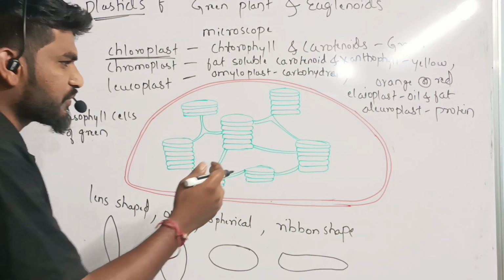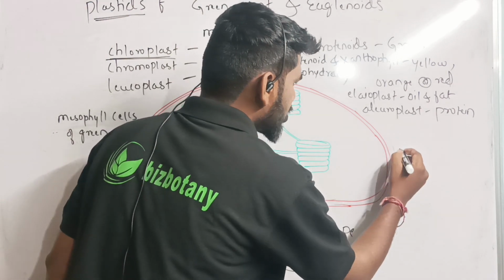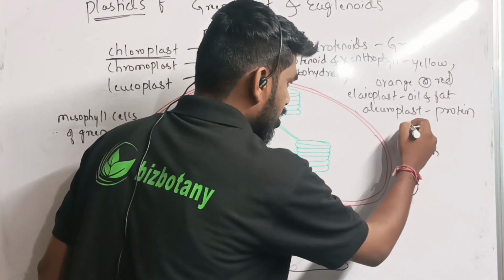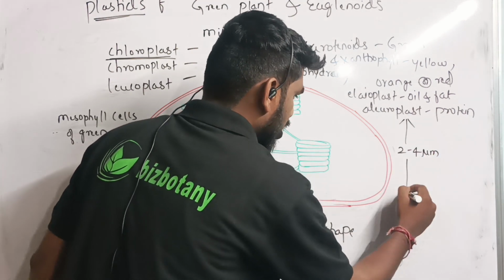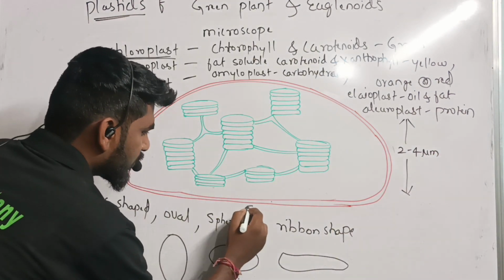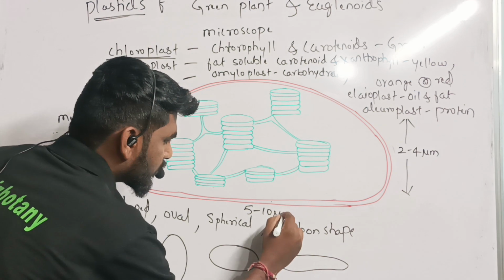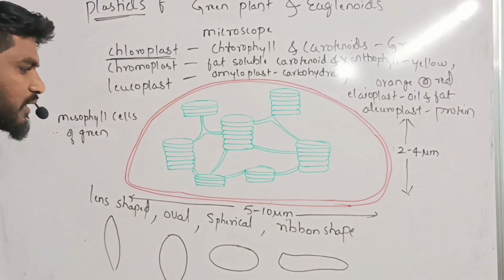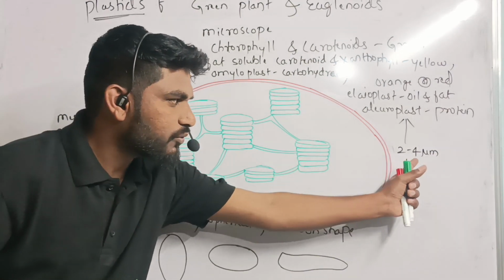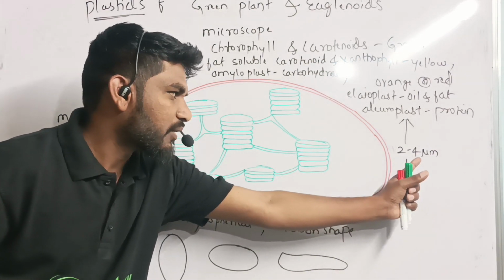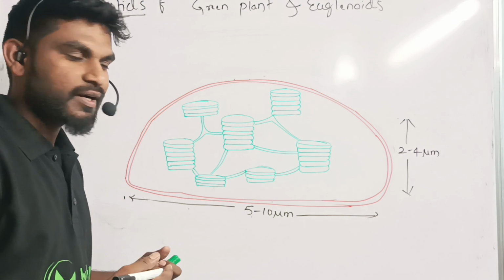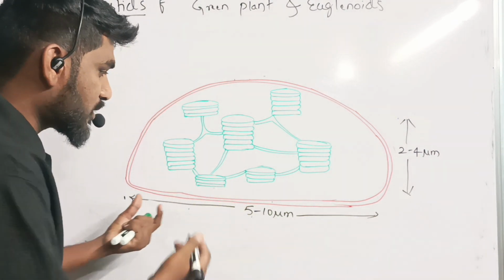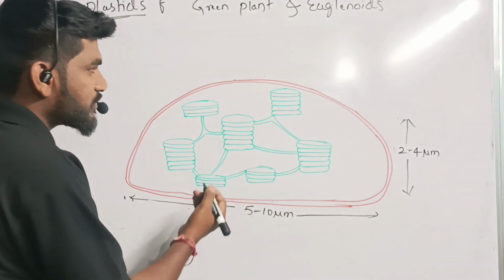Their width varies from 2 to 4 micrometer. In length, they are 5 to 10 micrometer. इसका लेंथ कितना रहेगा? 5 to 10 माइक्रोमीटर। उसका विड्थ कितना रहेगा? 2 to 4 माइक्रोमीटर। Just like a mitochondria, these chloroplasts also contain two membranes. That's why we call it a double membrane structure.